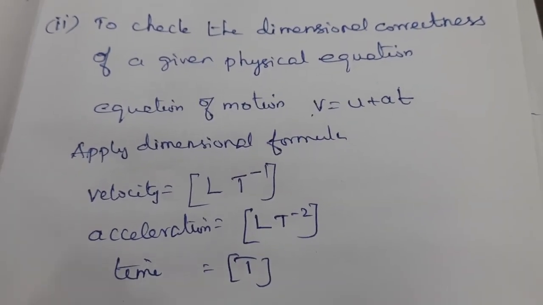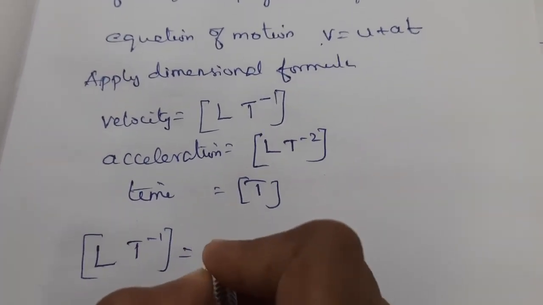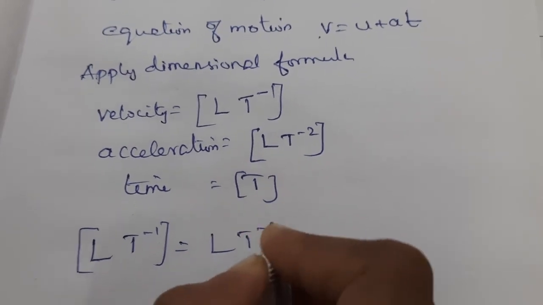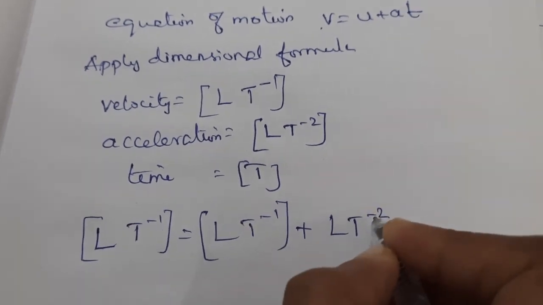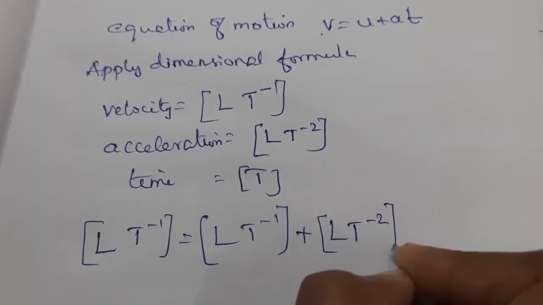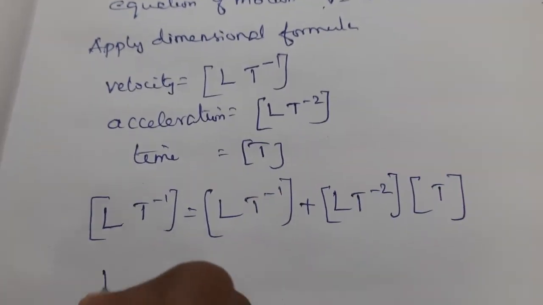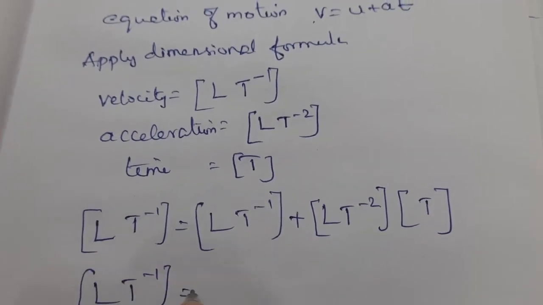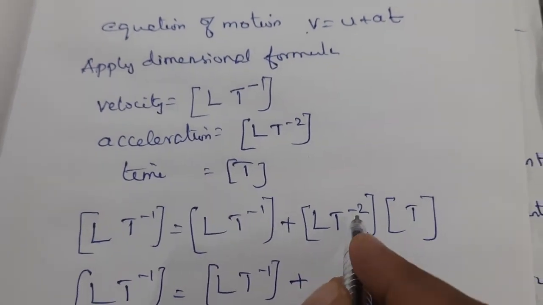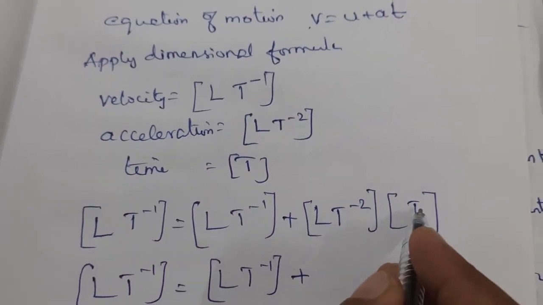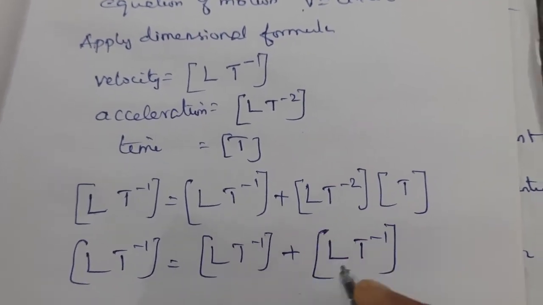Apply this formula in that equation. So the equation becomes LT raised to minus 1 equal to, what is the dimensional formula for u? LT raised to minus 1 plus, for a it is LT raised to minus 2 into T. So LT raised to minus 1 equal to LT raised to minus 1 plus, here LT raised to minus 2 plus 1, so it is LT raised to minus 1.